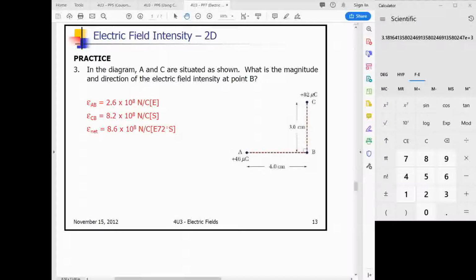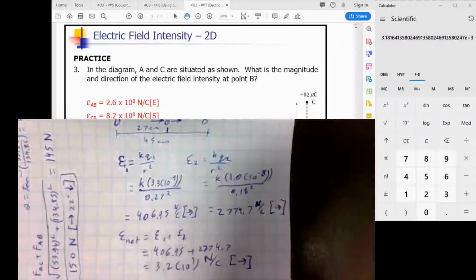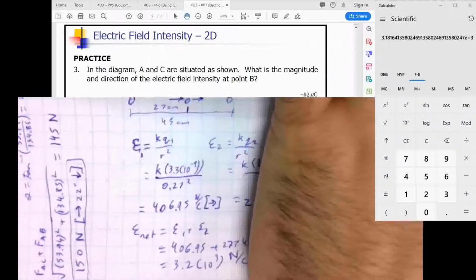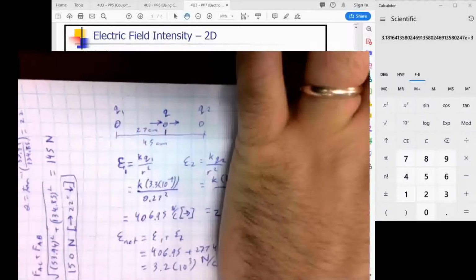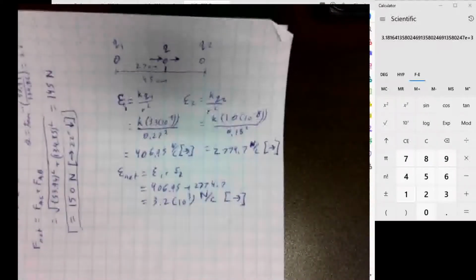Okay, now this question, we have a diagram. A and C are situated as shown, and it says, what is the magnitude and direction of the electric field intensity at point B? So B is our positive test charge. Well, I guess this doesn't really help, so we'll just expand this, like that, so we can see a bit better. That was our previous question.